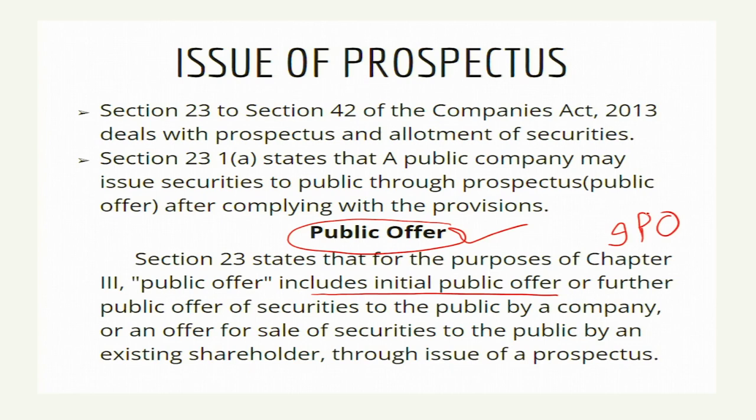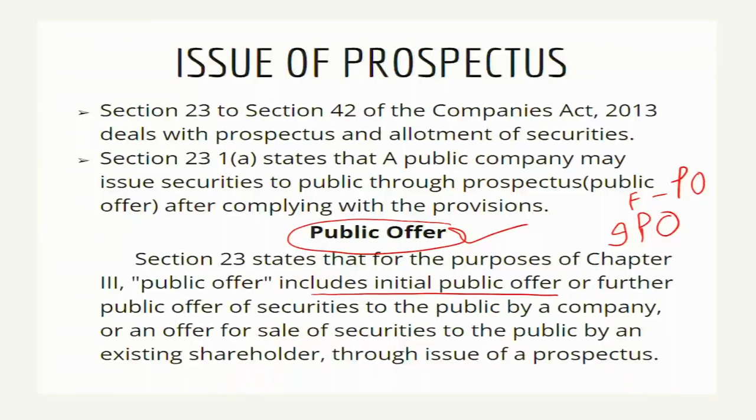IPO is an abbreviation, and the full form of this one is initial public offer, and another is FPO. Two types of offers, one is IPO, another is FPO. IPO means initial public offer, FPO means further public offer. Further public offer indicates that the company already issued securities, and this is the second time or third time or fourth time the company is issuing securities. IPO basically refers to initial public offer.